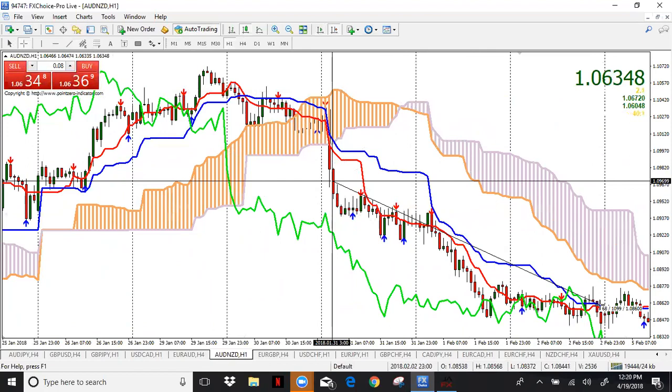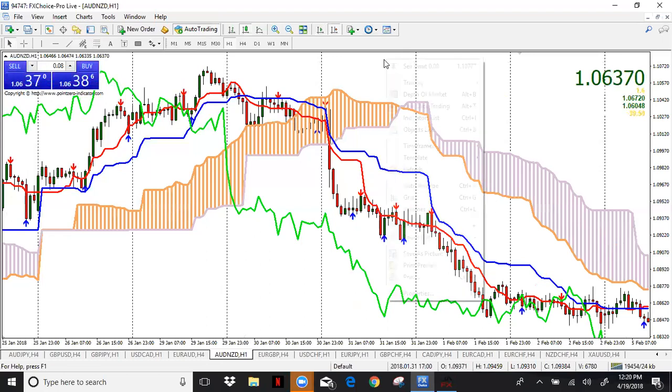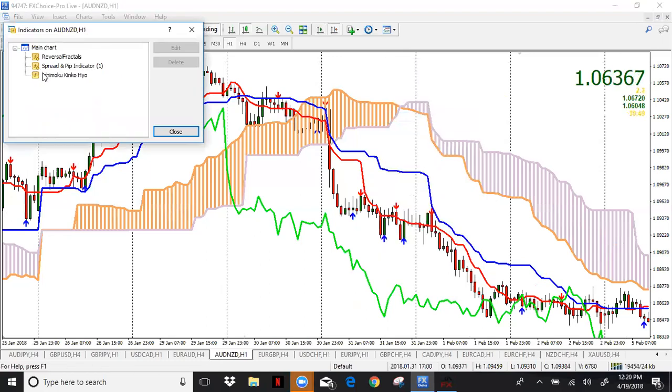Crazy. And that was in a matter of 3 days, January 31st to February 2nd. And your stop loss was the blue line, right? Your stop loss is the blue line. So if you would have, let me remove my reverse fractals. Hold on.